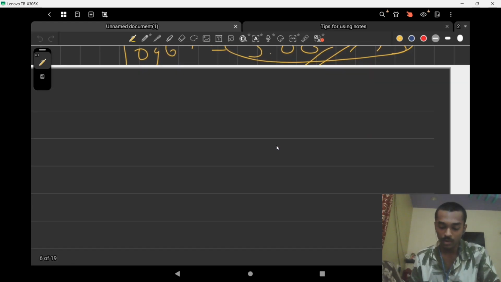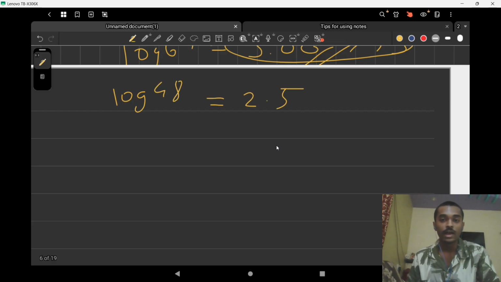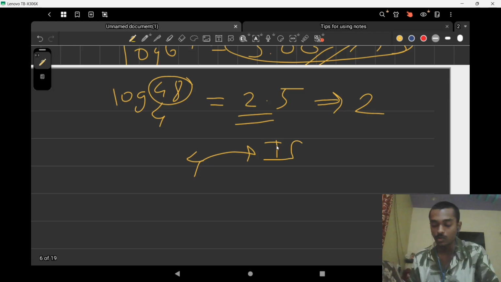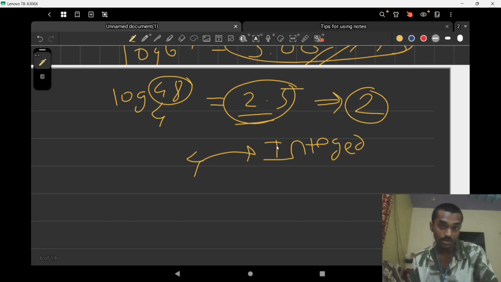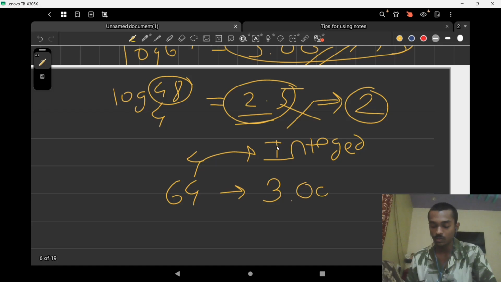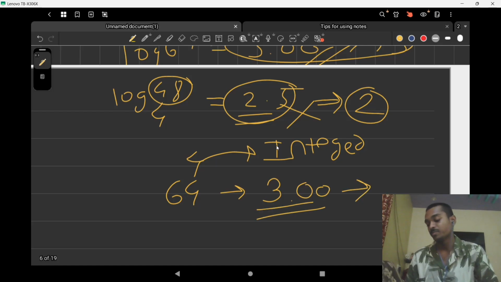Means for log of 48, it will return something like 2.5, right? And it is a double value, and it is not equal to its integer value. If a number is a power of 4, it will give us an integer value, meaning its double value and integer value are the same, and in this case it is not the same. In the case of 64, it will return us 3, and 3 is 3.0 in double. If we convert 3 into integer, both the values are the same.